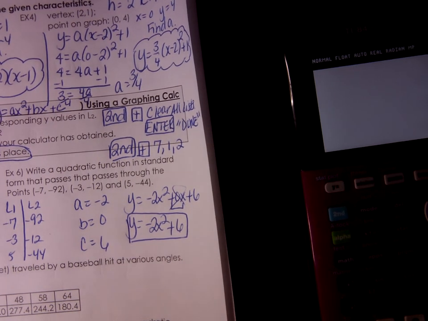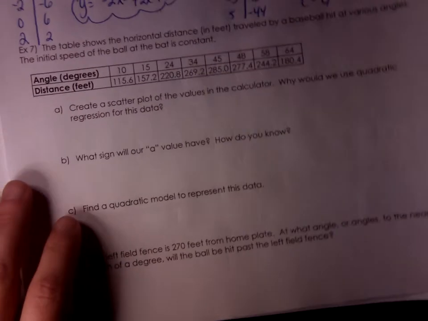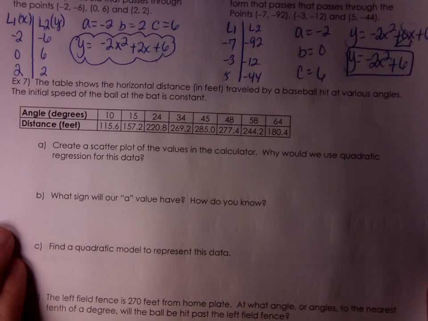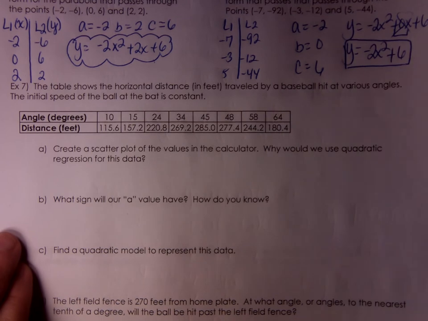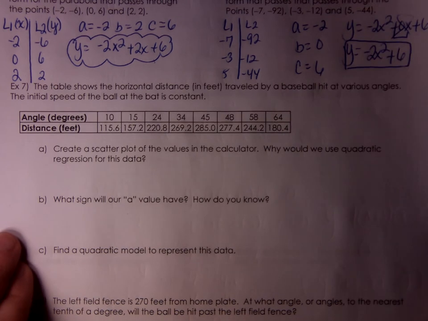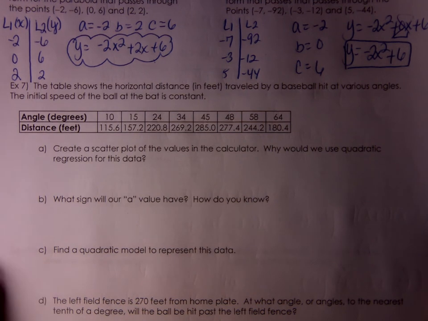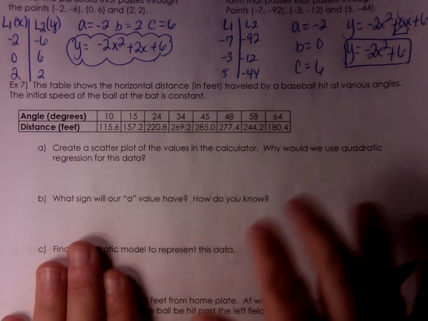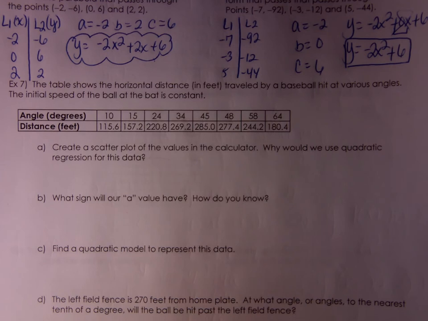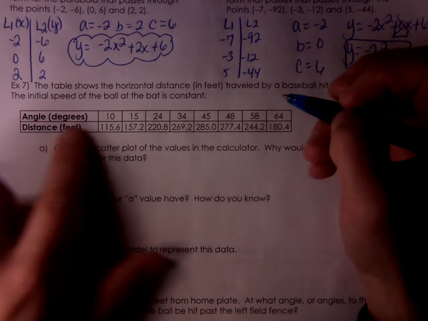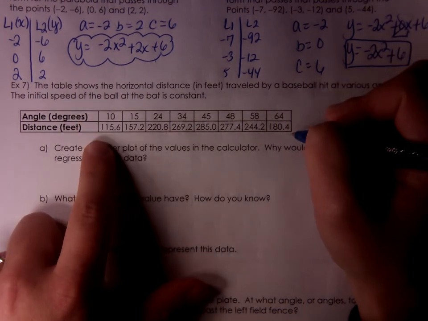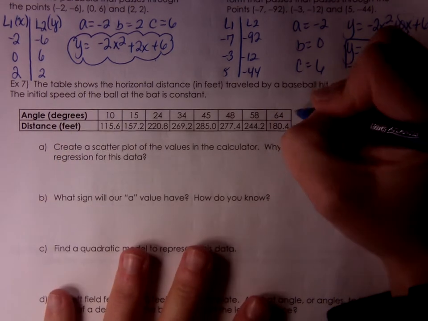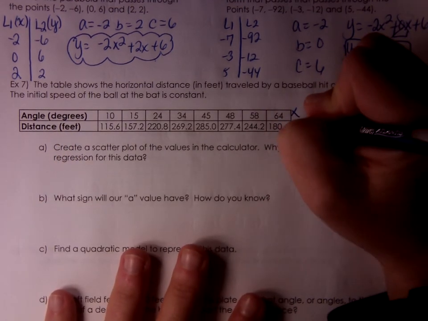All right, we have one more example and then we are done with this lesson. So in example number 7, it says the table shows the horizontal distance in feet traveled by a baseball hit at various angles. The initial speed of the baseball at the bat is constant. The angle in degrees is given, and how far it travels is also given. The distance is dependent on the angle. Therefore, the angle will be x and the distance will be y.